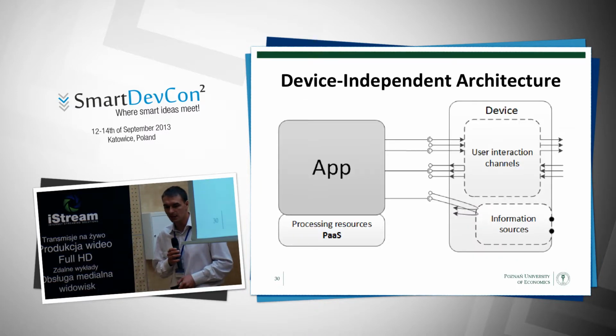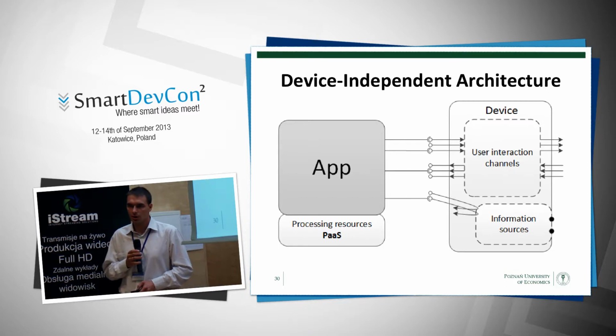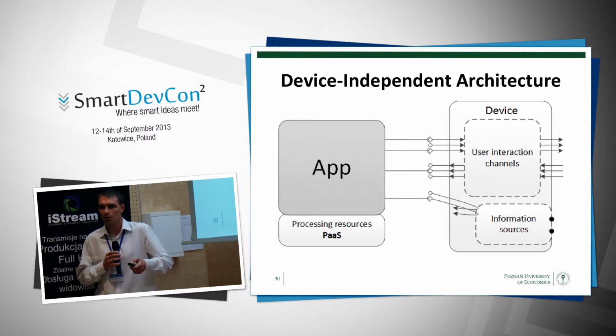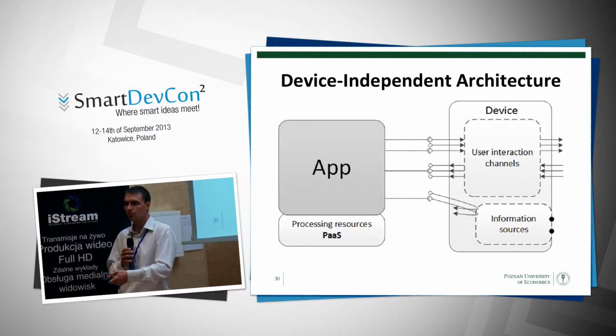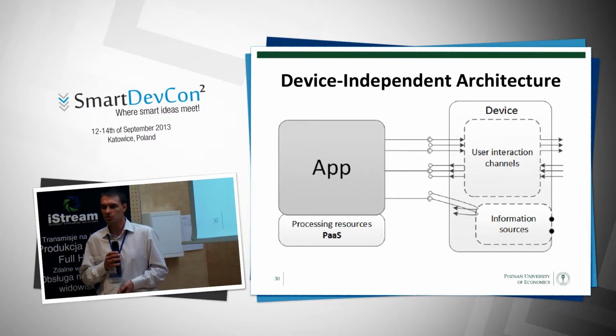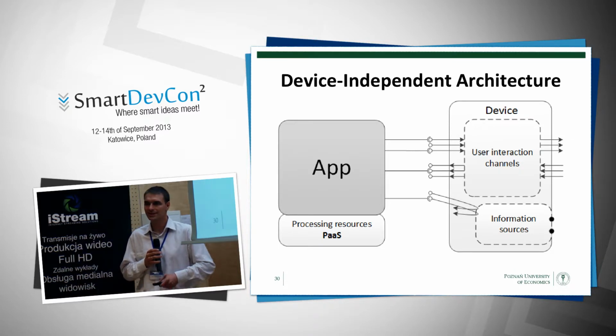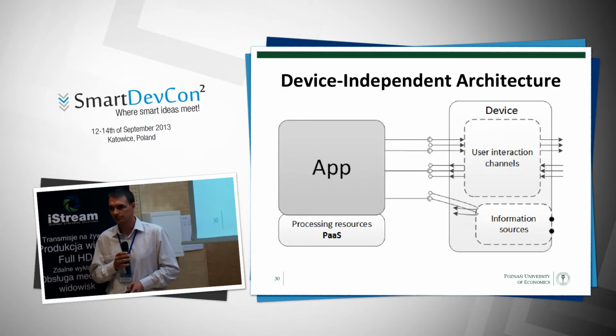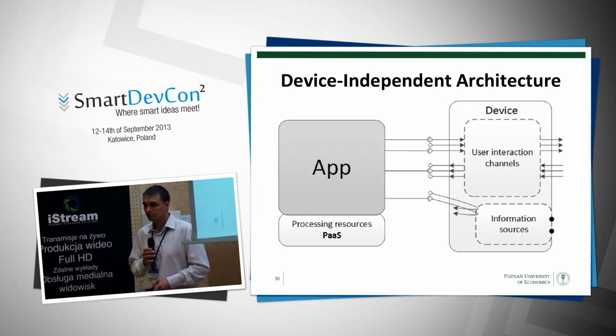And this is the main idea behind device-independent architecture we are analyzing in our research currently. We are treating a device merely as a gateway to the user, only as a collection of user interaction channels and sensors that allow us to sense the usage context. All processing and application execution is done elsewhere, usually on some kind of a platform as a service. And this approach gives us a few advantages.